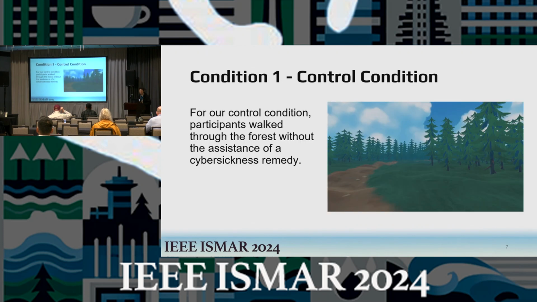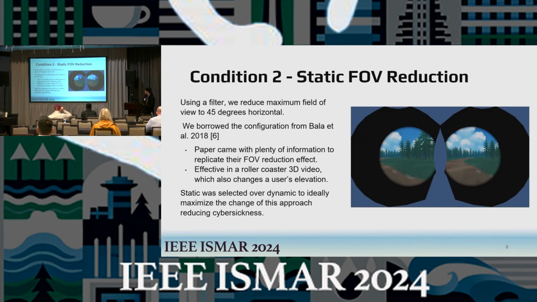Condition 1 for the study was a control condition. Participants moved through the environment without the assistance of any cybersickness remedy. Condition 2, we used static field of view reduction. This limited the user's maximum horizontal field of view to 45 degrees. We borrowed a particular configuration from this 2018 paper from Bala et al. This paper came with very specific guidelines for how they set up their static FOV reduction. It was also used to effectively reduce cybersickness in a 3D video of a roller coaster. A roller coaster also sends users moving up and down, so we thought that was comparable to what we were doing here.